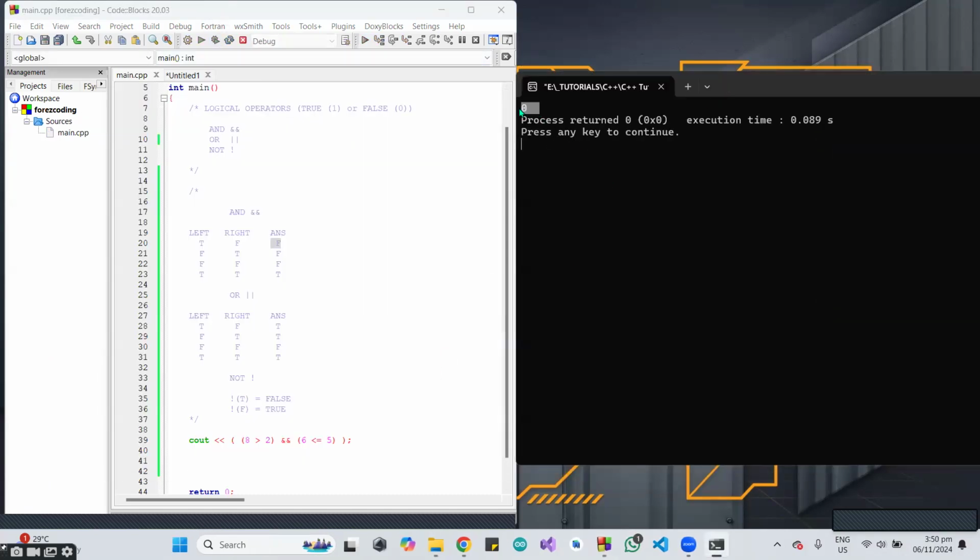So we have here 0. 0 represents the value of false. Therefore, this equation or given is correct. We have the final answer of false.